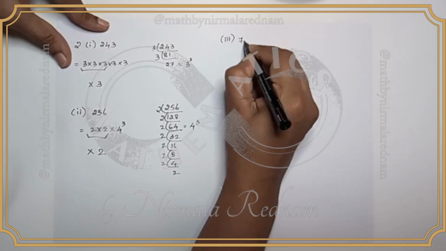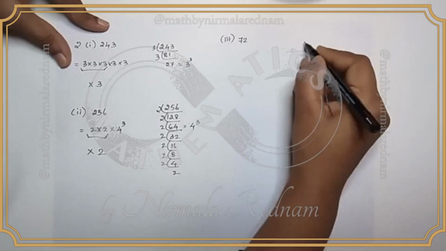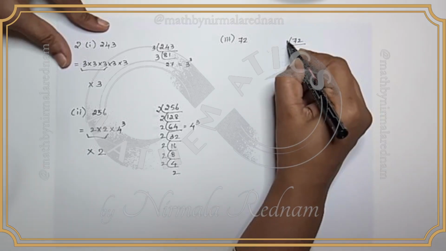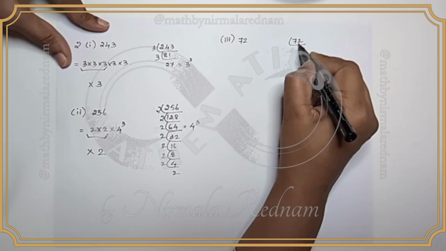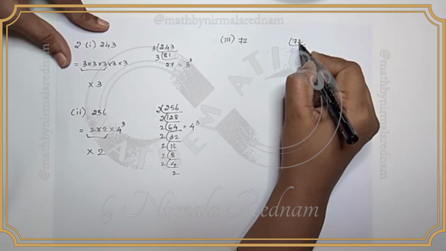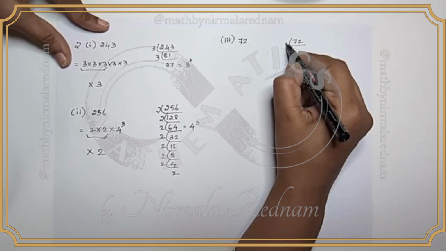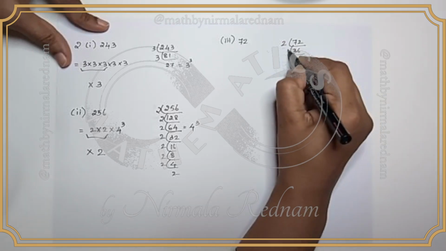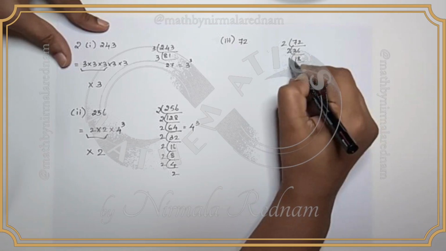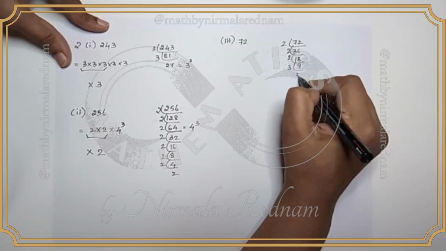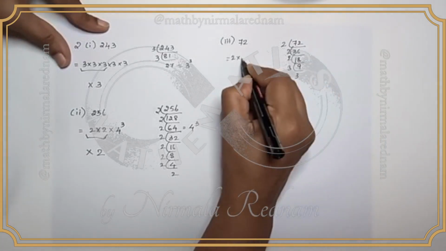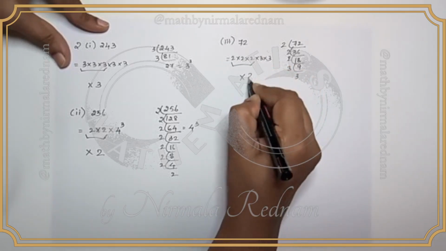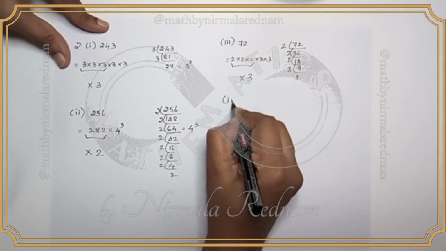Here I have the third question, 72. Okay, 72 is, now here you can see that 6 clearly is, you have a 6 here, and let us start with 2. 36, 18. When it's a small number, let's not try to complicate matters. So this is multiplied with 3, you will get the answer.